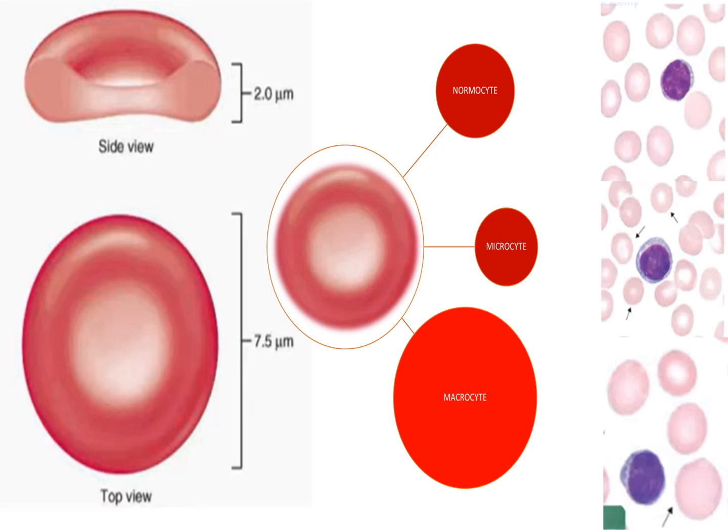So this is a picture showing the red blood cell. Normally, the red blood cell will be biconcave in shape and its size is around 7.5 microns, which is equal to the size of a nucleus of a small lymphocyte. If it is less than 6 microns, then it is called as microcyte, and if it is more than 9 microns, it is called as macrocyte.